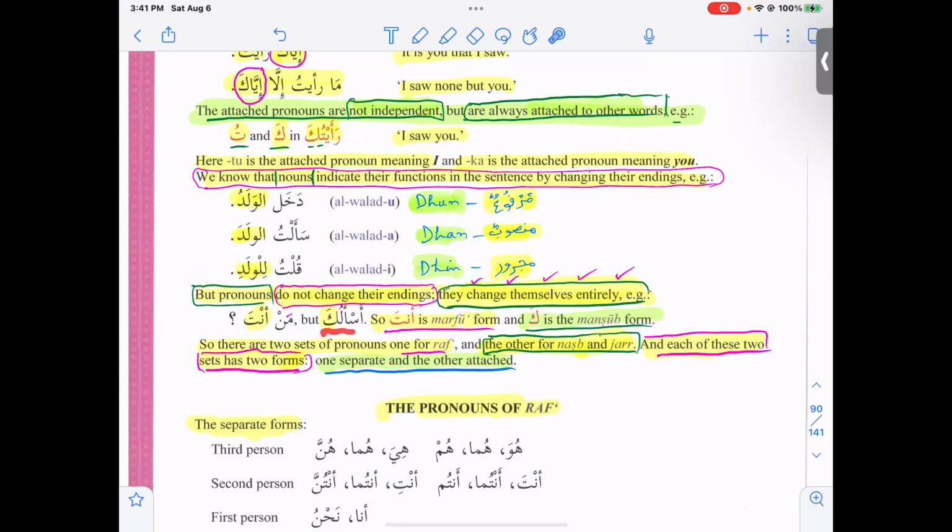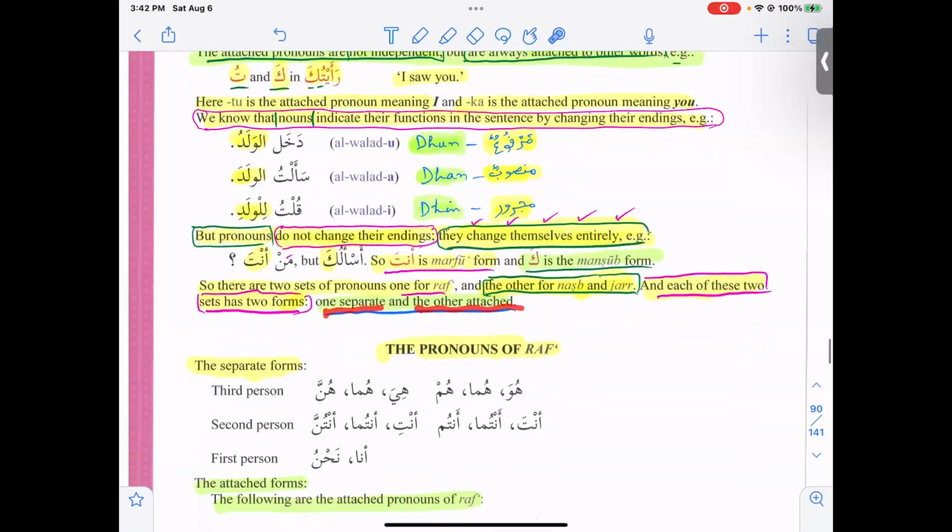Damirun, muttasilun, mabnin ala fata, fi mahali nasbin mafulun bihi. So there are two sets of pronouns. One for rafa, marfu, the other for nasab and jar, mansub and majru. And each of these two sets has two forms, one separate and the other attached.